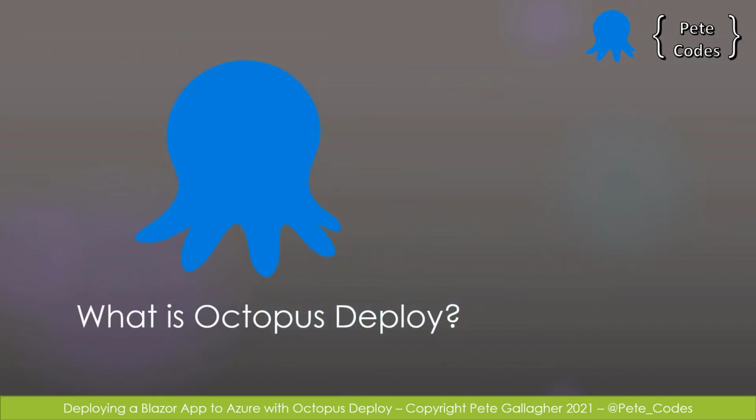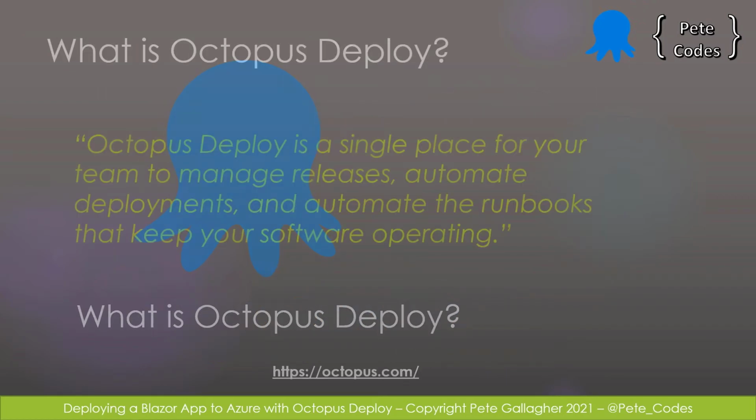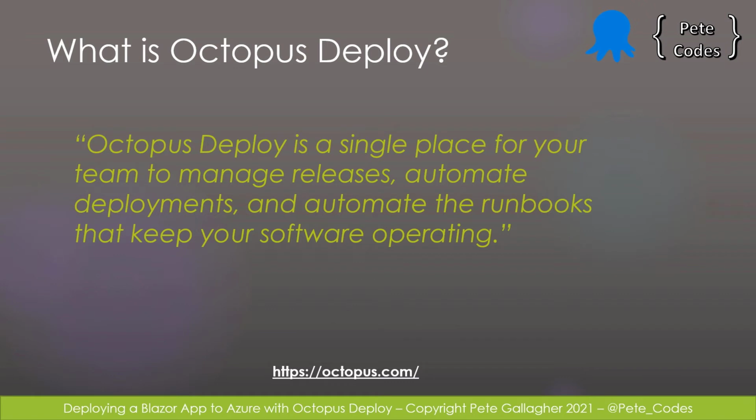So where does Octopus Deploy fit into this? Octopus Deploy is a single place for your team to manage releases, automate deployments and automate the runbooks that keep our software operating.